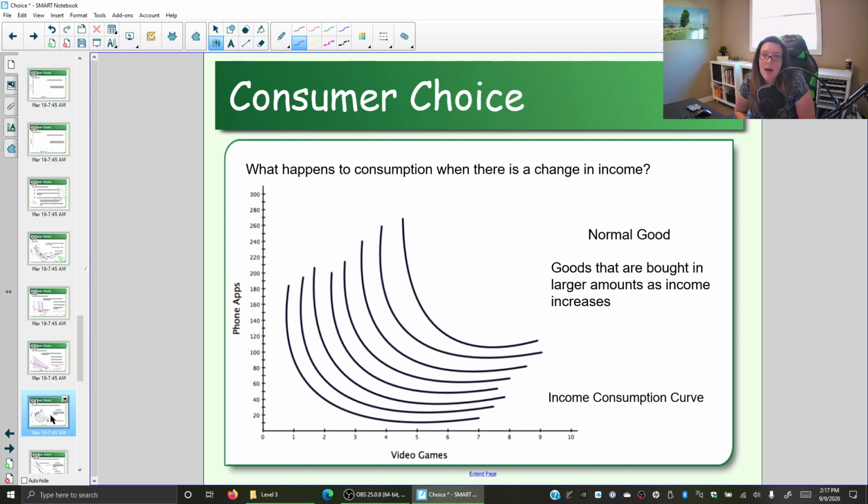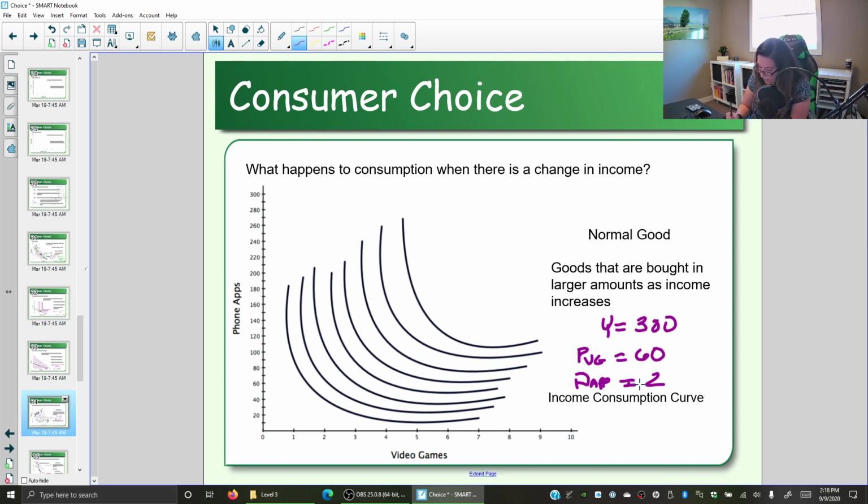So here we expanded this graph out a bit more so we can see more options. And let's look at what happens when there's a change in income. So let's start by first adding our budget line. And we were looking originally at an income of $300. Price of a video game is $60. Price of an app was $2. So let's put that budget line on this graph.